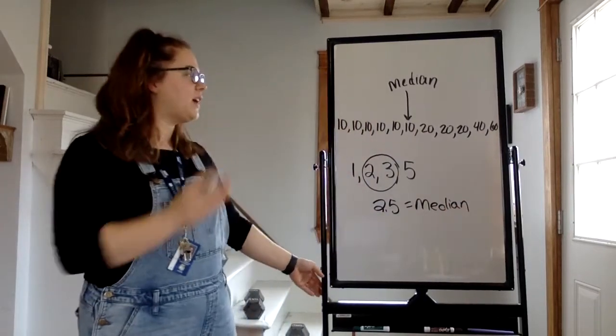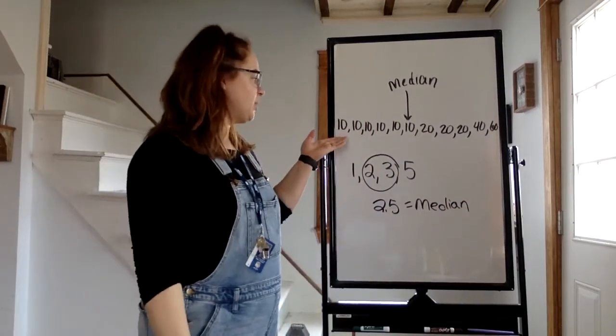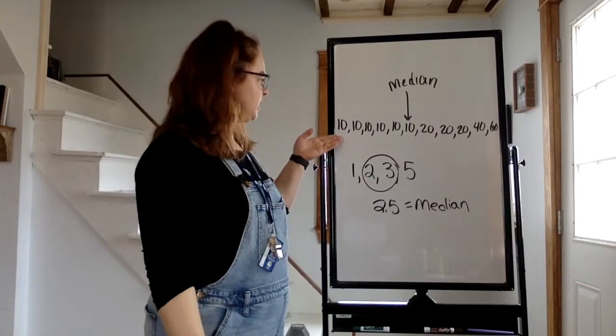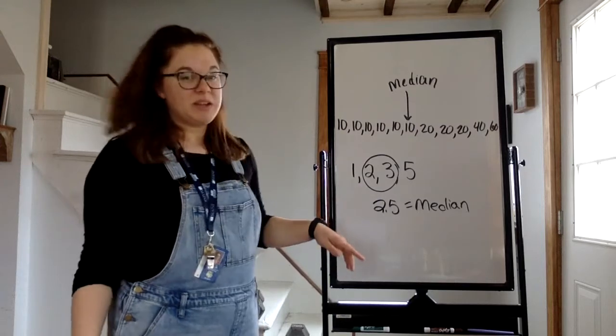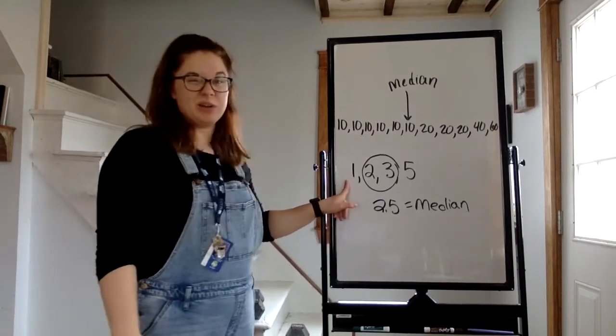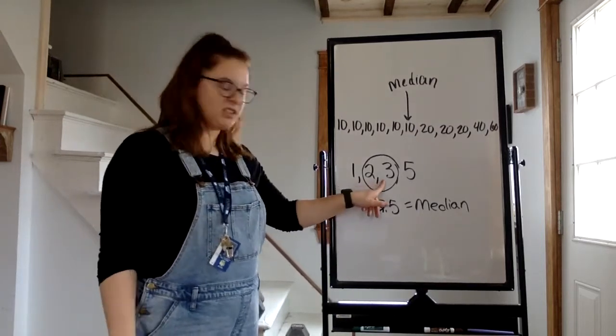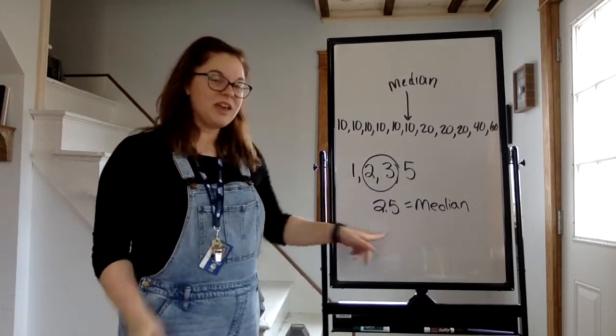So that's how you find the median of a data set with an odd number of data points: you just pick the one in the middle. And the way you find the median with a data set with an even number of data points is you take the 2 that are in the middle, and you find the average.